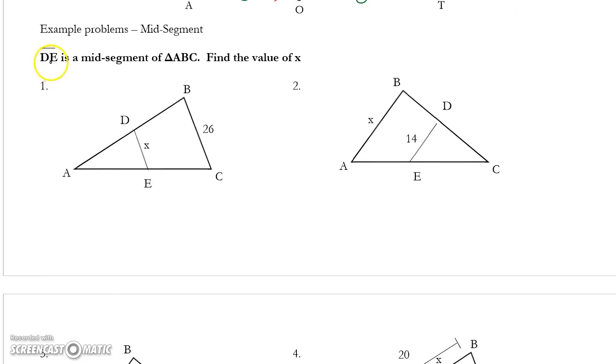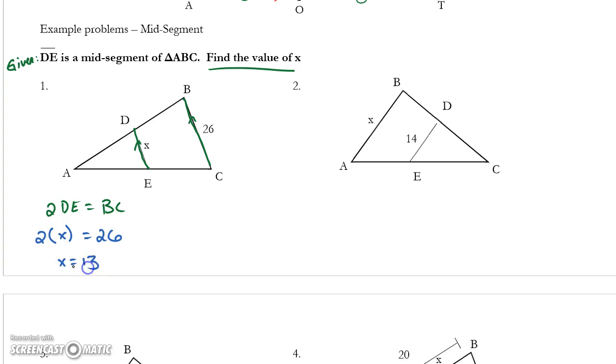I am telling you here that DE is a midsegment, so that's my given statement. And I'm asking you to find the value of x. So if this is a midsegment, we have to consider the two properties we know. We know that this is parallel to this, but I also know that 2 times segment DE equals segment BC, the side it's parallel to. So I can set up an equation and solve here. Segment DE is x, segment BC is 26. 2 times x equals 26. X is 13.